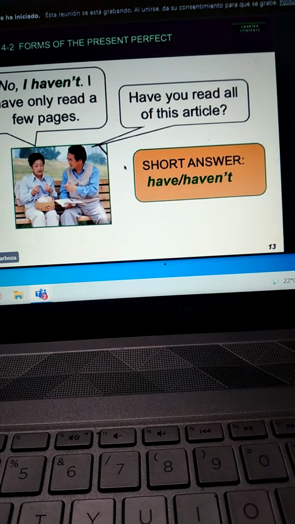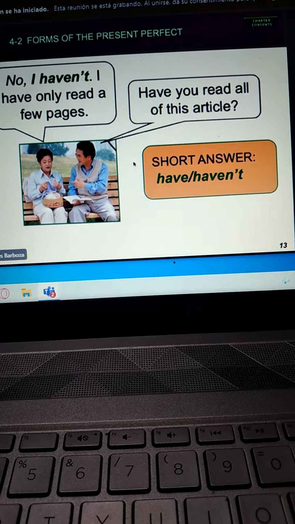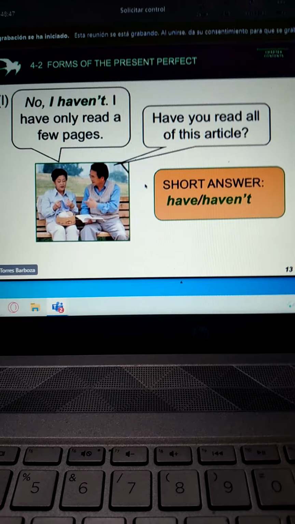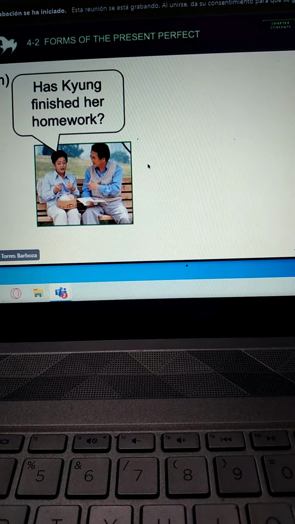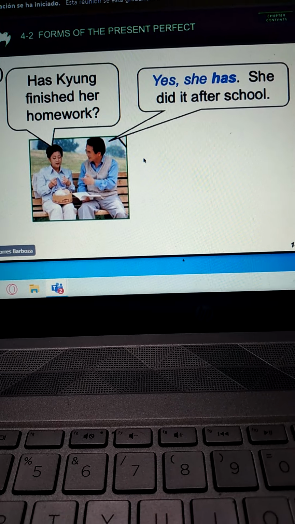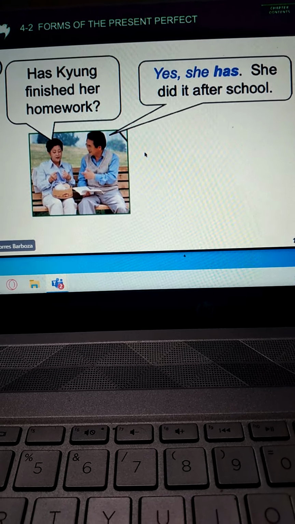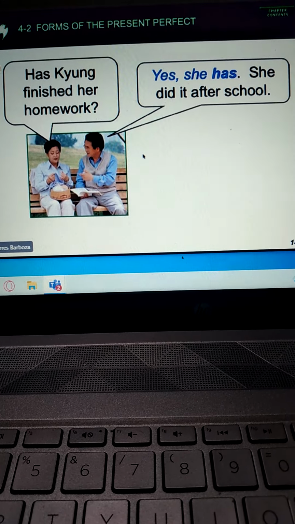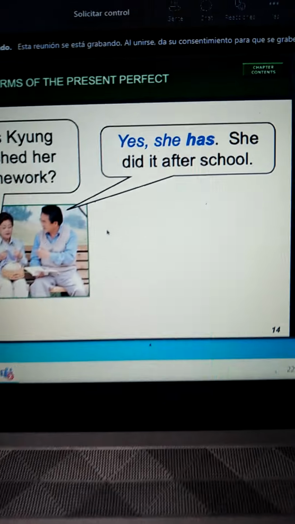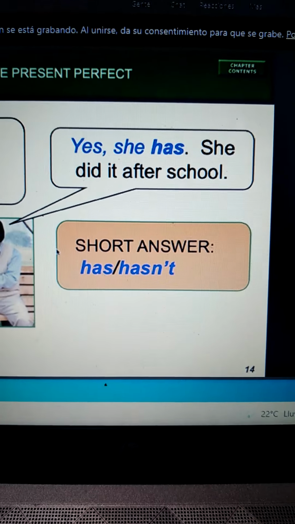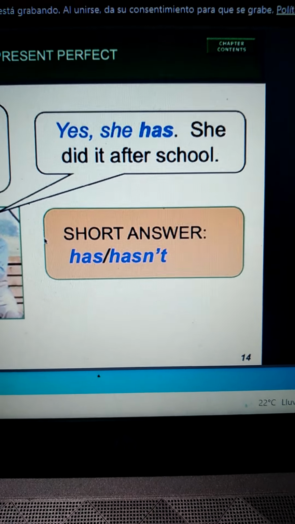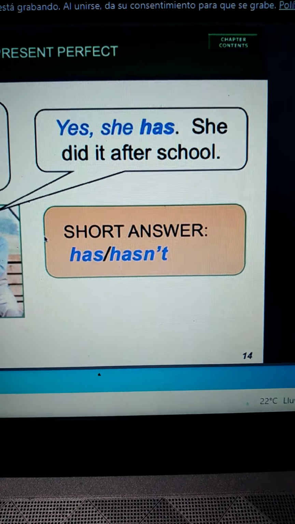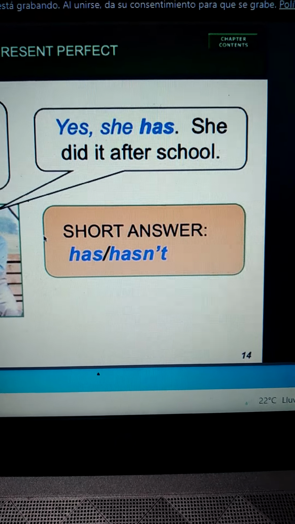Short answers. Look, have, haven't. Yes, I have, or no, I haven't. Has Kyun finished her homework? Yes, she has. She did it after school. Or no, she hasn't. It depends on the situation. Short answers, has or hasn't.